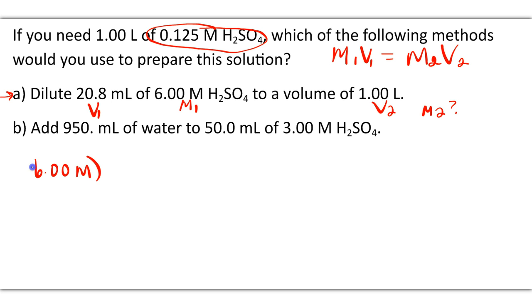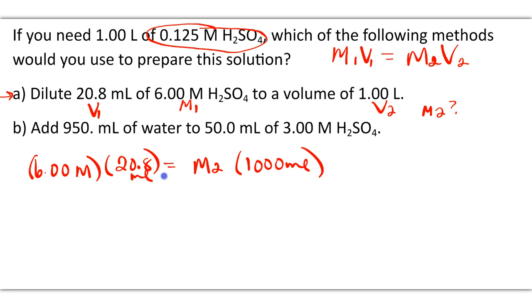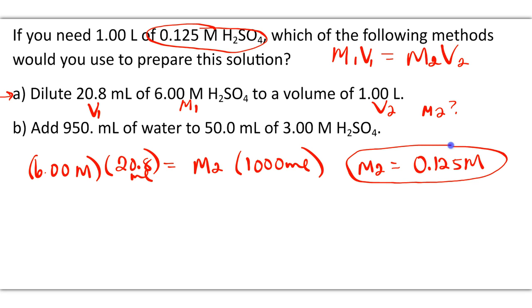So we'll plug in 6.00 molar times 20.8 equals, I don't know the new molarity, times 1 liter, which is the same thing as 1,000 milliliters. Remember that we need our units for both volumes to be the same. So when I do 6 times 20.8 divided by 1,000, we get a new molarity of 0.125 molar, which would actually make this process the correct one. But we should check process number 2 just in case it also would give us the correct answer.